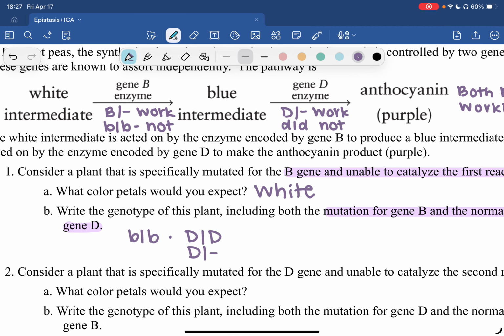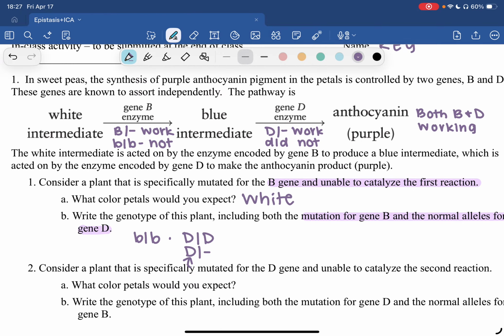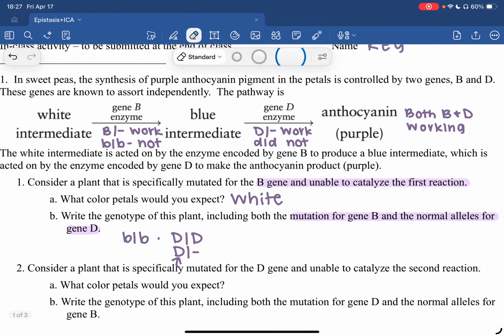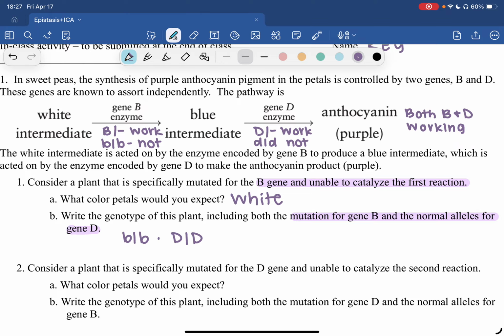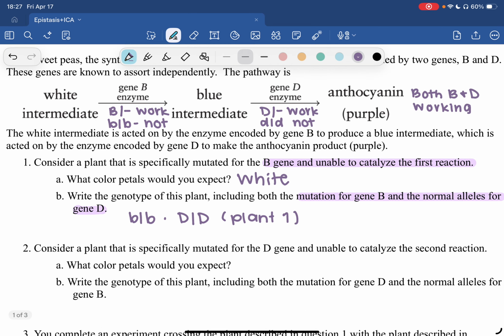while this technically could result in a working phenotype because you have one working copy of the D enzyme, because this question says it has normal alleles, we're going to assume that means they have homozygous dominant genotype, because normal would have both normal alleles. They wouldn't have a defective copy. So that would be the genotype, and this would be plant 1. And again, this little b means that it's unable to catalyze the B gene enzyme.